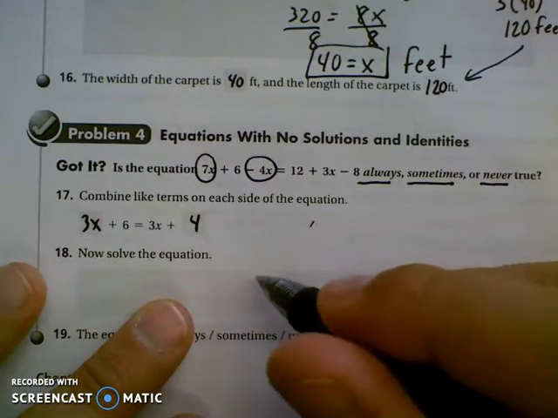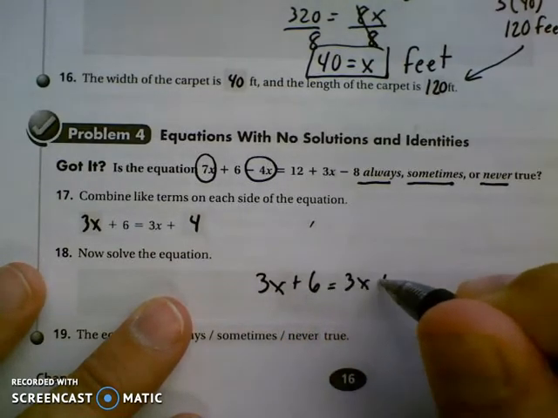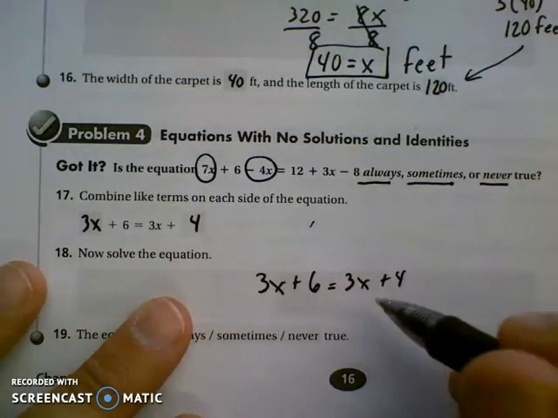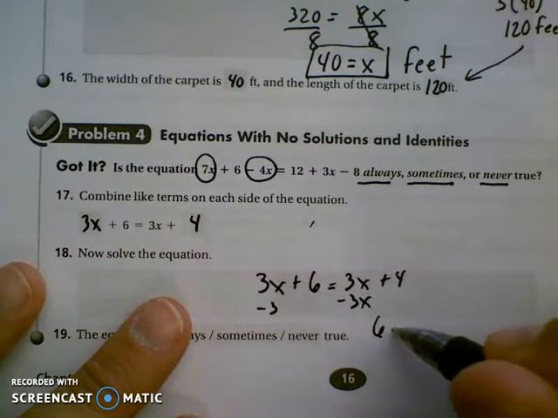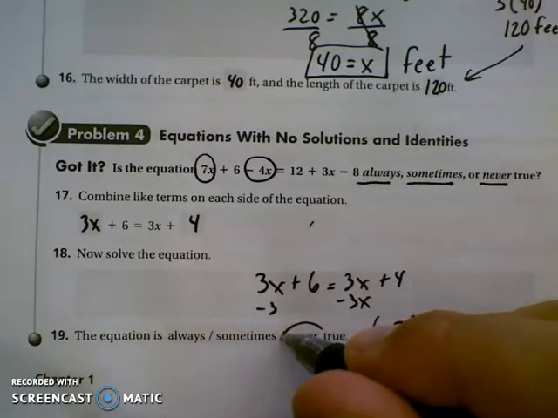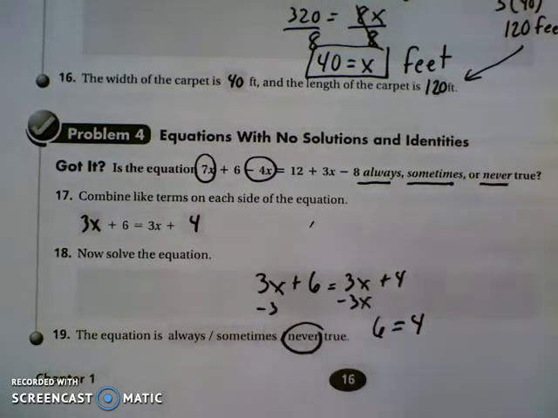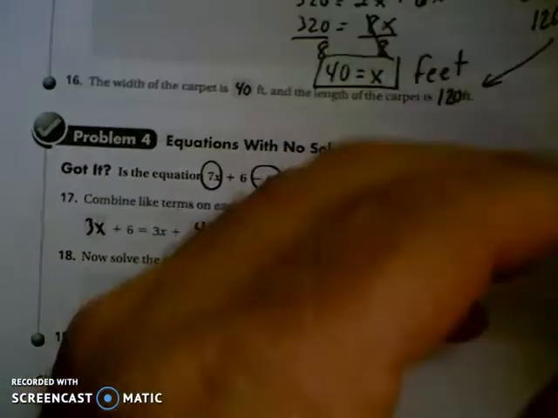Now solve. 3x plus 6 equals 3x plus 4. You're going to subtract 3x from each side. You get 6 equals 4. So this is never true because there are no more x's left. So you're done with the x's. So it's never going to be true.